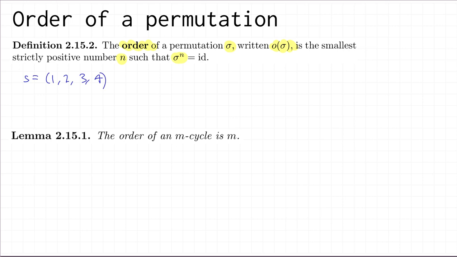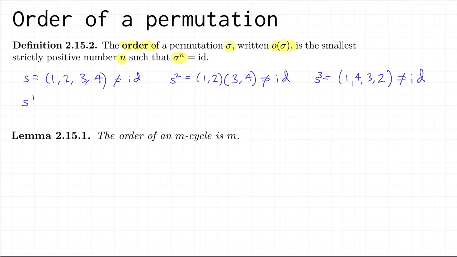then 4 really was the smallest strictly positive power of S equal to the identity, because S to the power 1, which is S, is not equal to the identity. S squared was equal to (1 3)(2 4), and that's not the identity permutation. S cubed was equal to (1 4 3 2), or (4 3 2 1) if you like. And again, it's not the identity, but S to the 4 was the identity. So the order of S was equal to 4. It was the smallest power which was the identity.